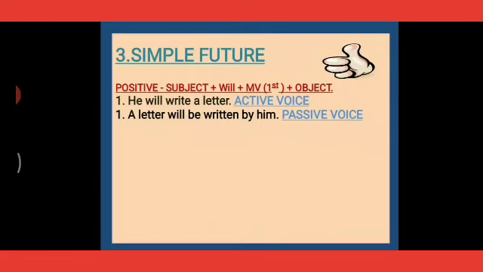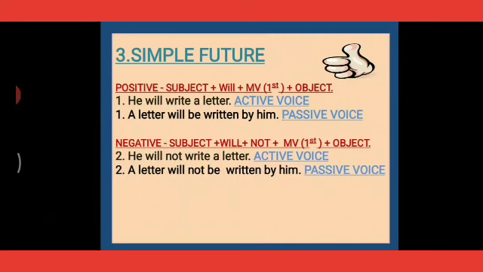So in your notebooks just mention this thing: to make it passive voice we need will be plus third form in simple future tense. I am again repeating the sentence, look very carefully. He will write a letter. We have taken the object part and placed it at the first position, a letter. Now we make the next change of changing the verb: will is changed to will be, then the third form written, and then the rest of the part, by him.